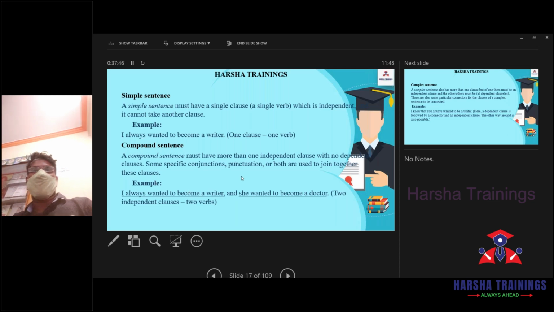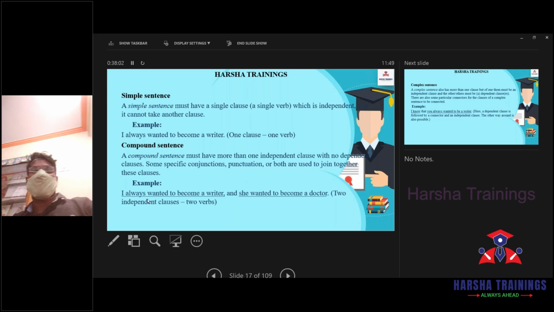For example, we have something called conjunctions and punctuations. They are both used to join together these clauses. Any punctuation, like full stop, commas, okay? They are used to form these sentences.